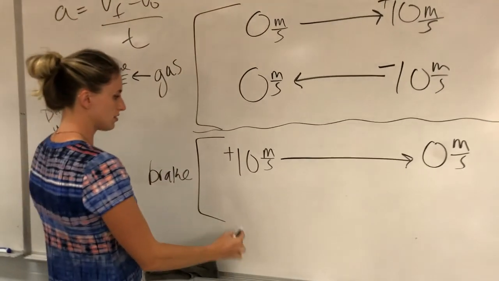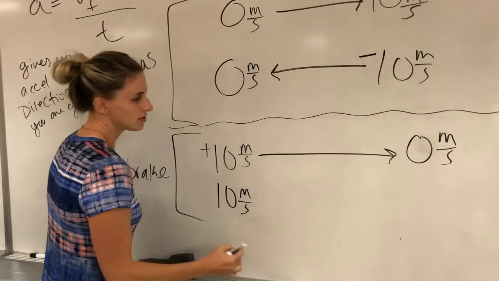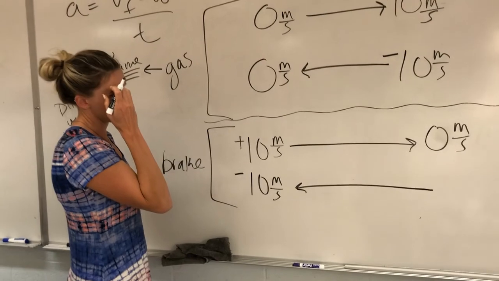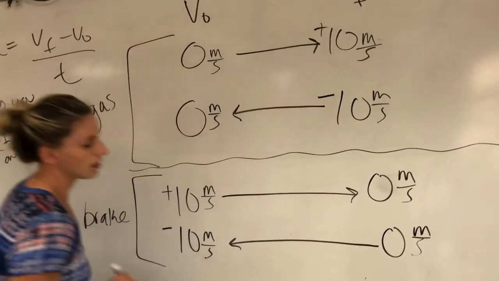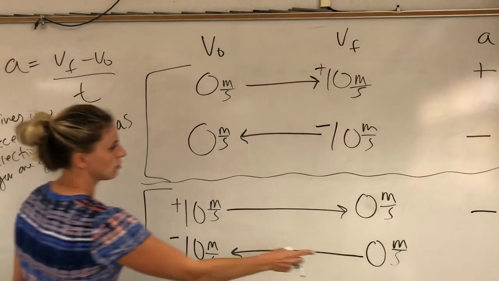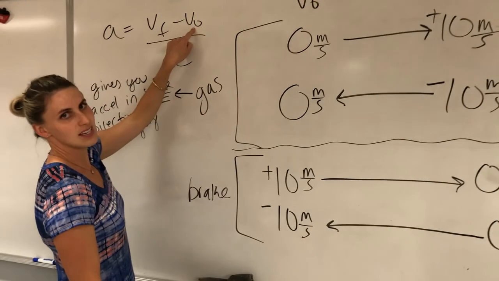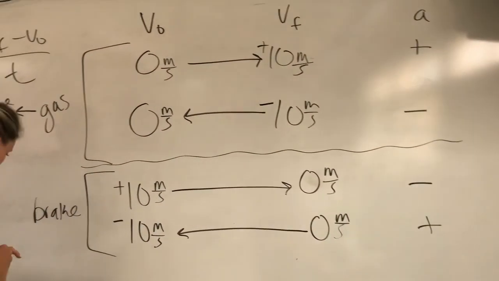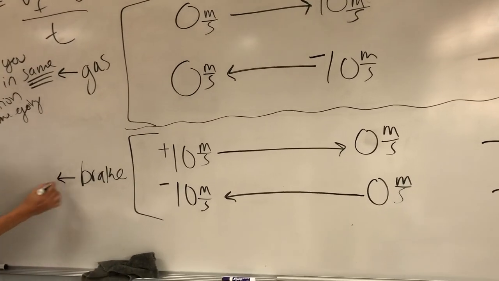Okay, so same example. Again, we're starting off at 10 meters per second, but this time we're going in the negative direction, so it's a negative 10 meters per second, and we're braking still. Should look like this. Okay, so 0 minus a negative number, that's going to give me a positive number. Should we demo with the car? So the acceleration is positive when you put the brake on in the negative direction.